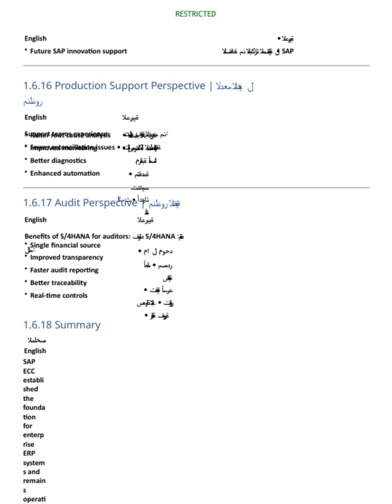SAP ECC laid the groundwork for enterprise resource planning systems and is still widely used today. Building on that, SAP S/4HANA introduces real-time processing with SAP HANA technology, a modern user experience through SAP Fiori, and powerful features like the Universal Journal and embedded analytics. For organizations, this means better performance, simpler architecture, faster reporting, and a platform ready for the future of digital business. It's a big step forward from the foundation we started with.